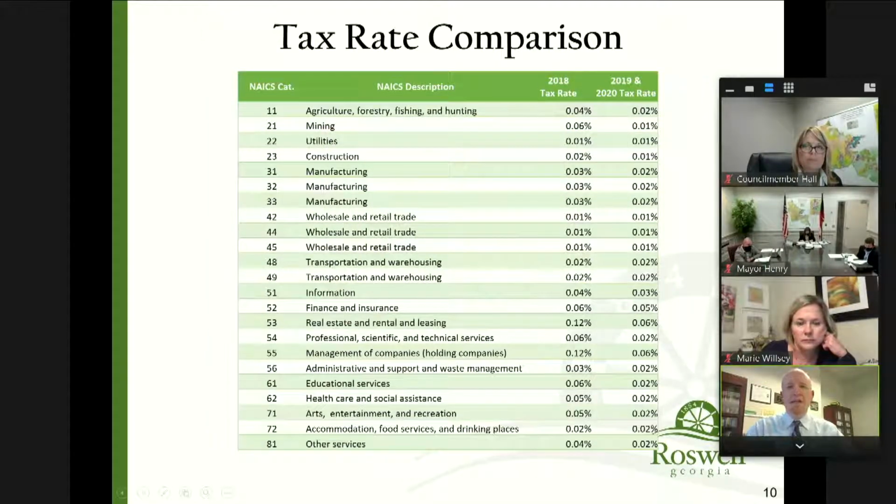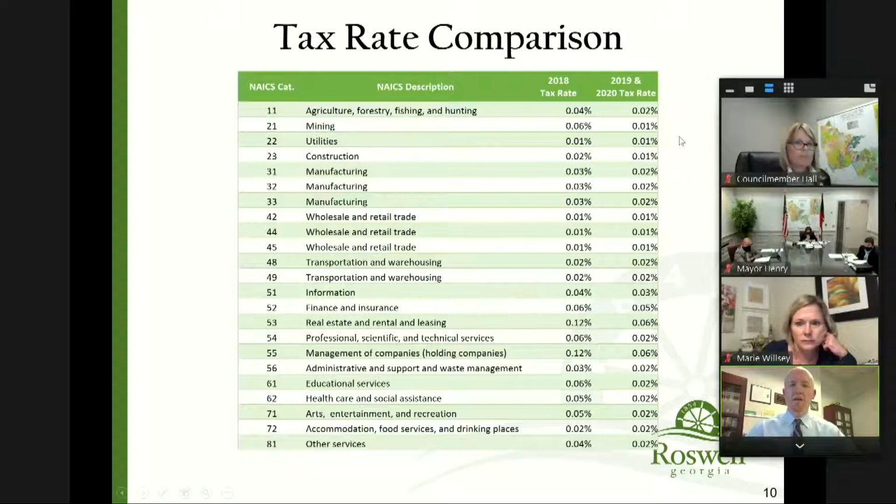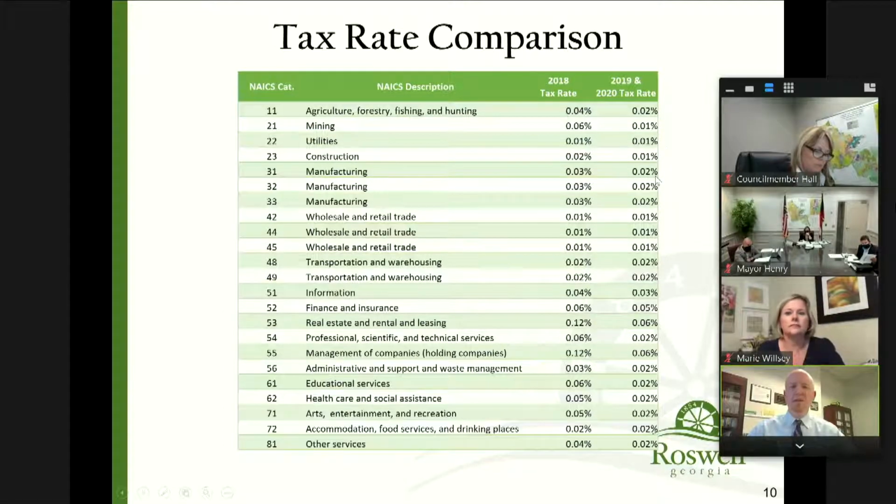And then when you look at the actual tax rate, once those new profitability ratios were calculated, obviously the businesses shifted between the tax rates that were established at the time. In terms of which NAICS code our gross receipts come from, about 65% of our total gross receipts actually didn't change in terms of the tax rate. That's primarily what you see here in the wholesale and retail trade. We have a lot of new car dealerships that fall in this. You can see their tax rate remained the same from one to another.